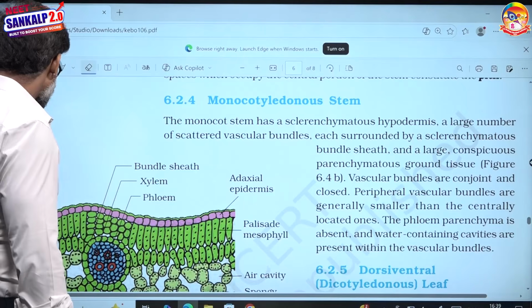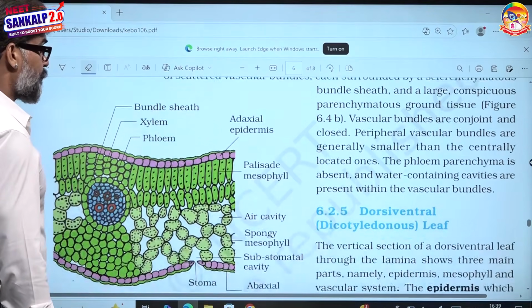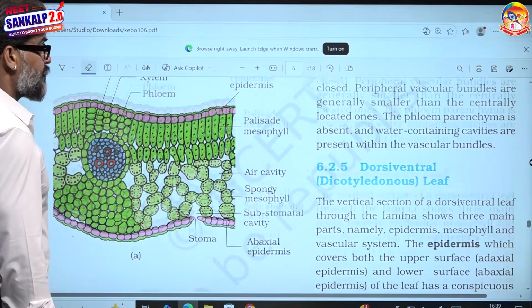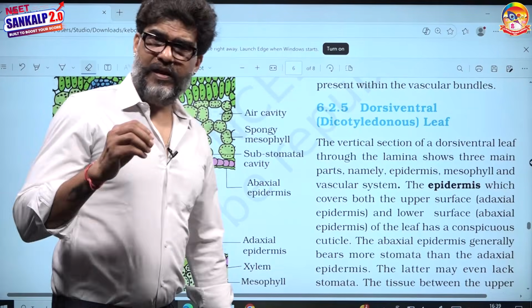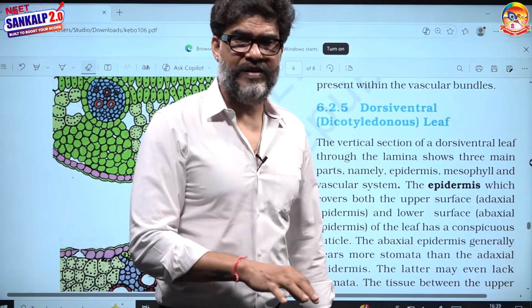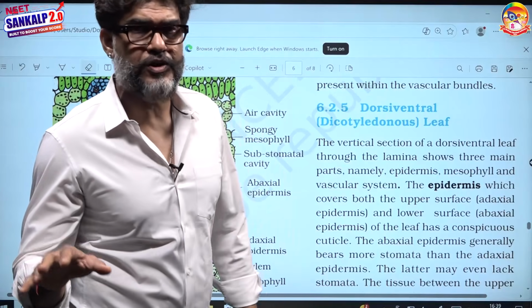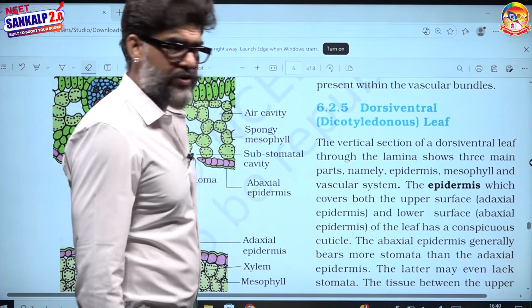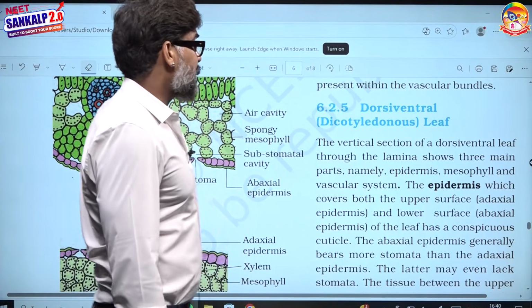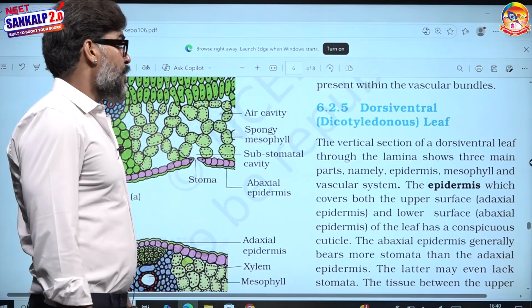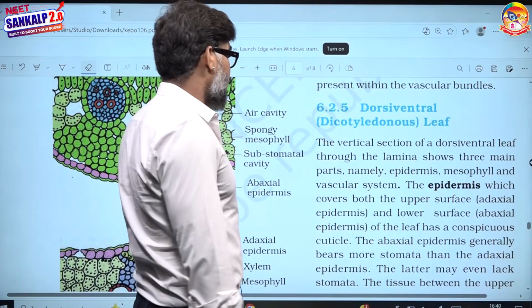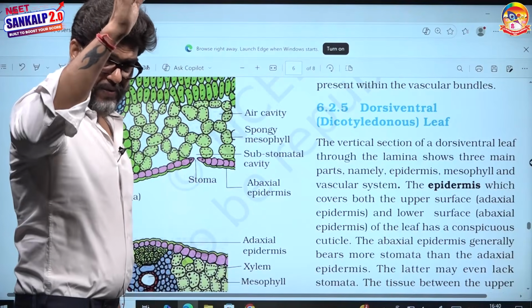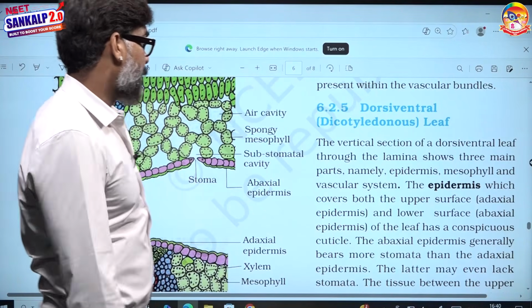Then there is the anatomy of the leaf. Dorsiventral leaf means dicotyledonous leaf. When inside a leaf, the dorsal surface and ventral surface are clearly visible and distinguishable, it is known as a dorsiventral leaf. In the vertical section of the dorsiventral leaf through the lamina, we see three main parts, namely epidermis, mesophyll and vascular tissue system.